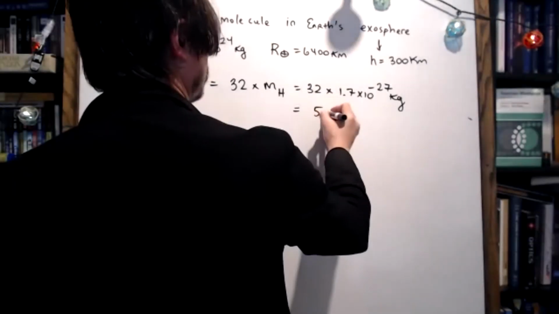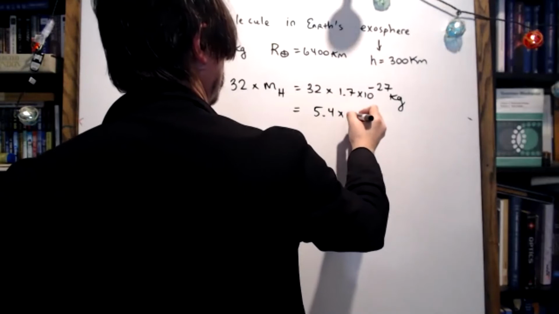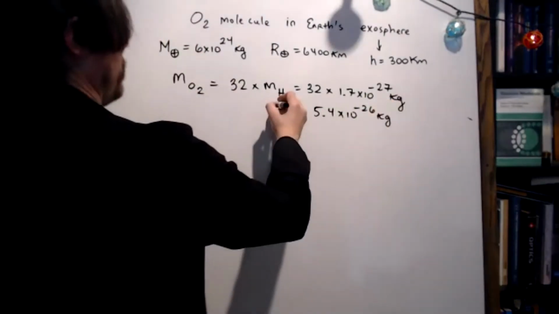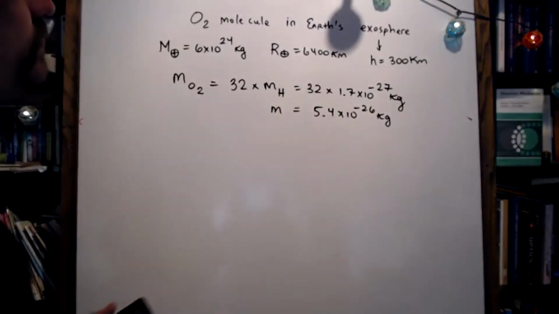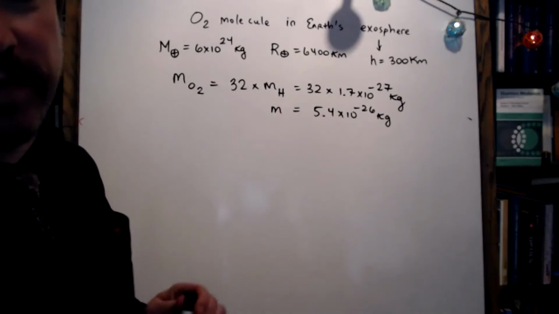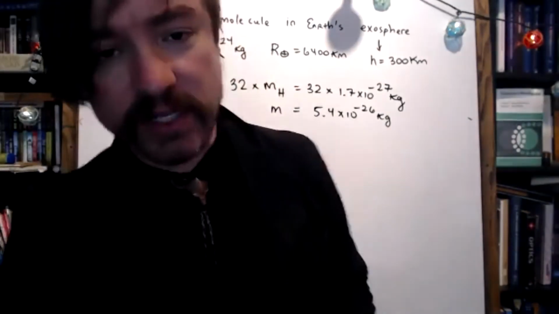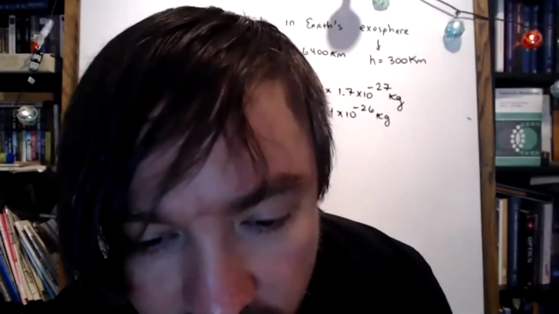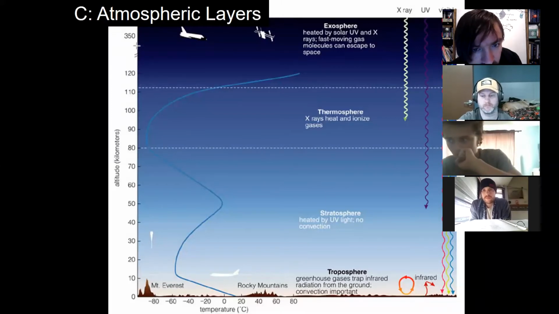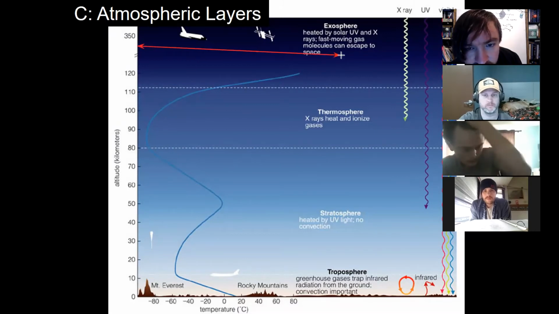That's 5.4 times 10 to the minus 26 kilograms. That's the mass of my gas particle, little m. Oh, we need a representative temperature from the exosphere. Let's go back to that graph again to get a representative temperature. How hot, according to this graph, would you say an oxygen molecule would be at a height of 300 kilometers?